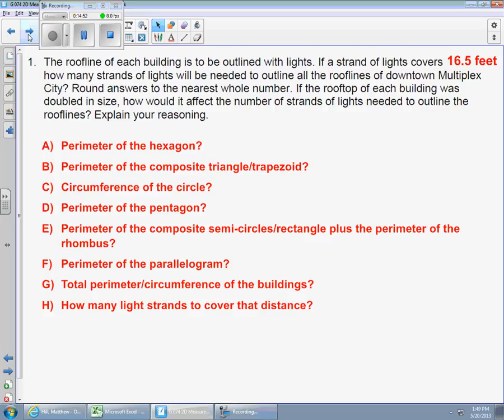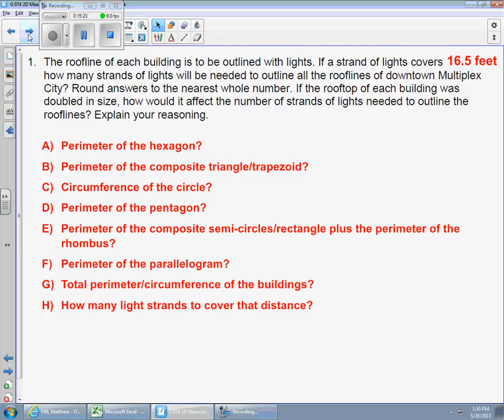But to answer the question where it just says how many strands of lights are there, there's a lot of information. Like I said, you've got 6 structures in this thing, and all of them are unique. So you've got a lot of perimeters that you're going to have to figure out before you can simply say, here's how many strands of lights it's going to take. So what I've kind of done is I've broken it down. Question number 1, there are 8 distinct things that I think you have to address before you can answer the question of how many strands of lights it's going to take.